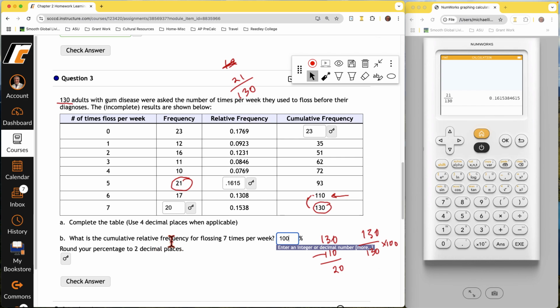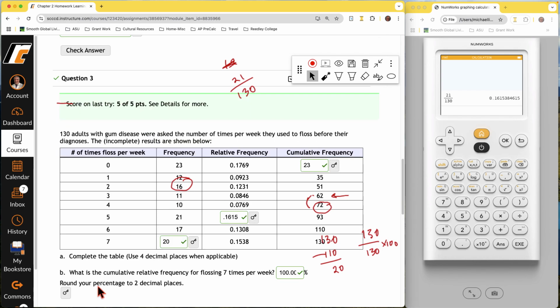But, you know, had they asked for 5 weeks, you would take the 93 divided by the 130 times 100. So round to 2 decimal places, I guess we better go 0.00. So they'll ask different ones for different places and go there. We've got it all correct.